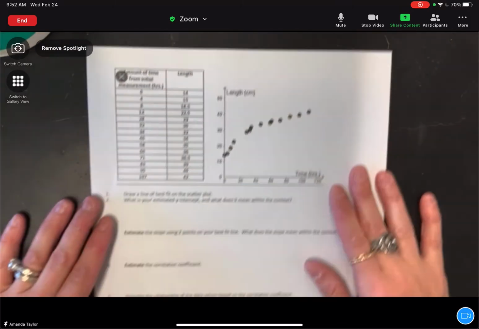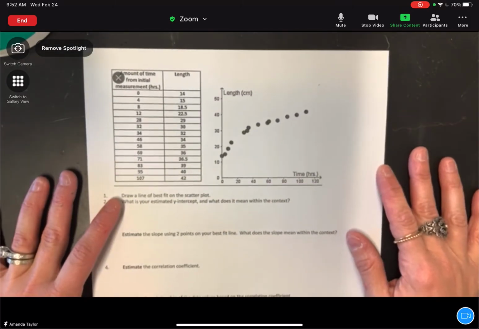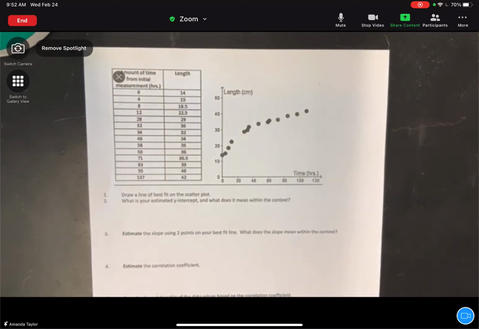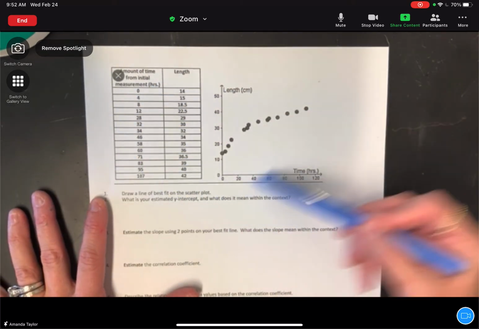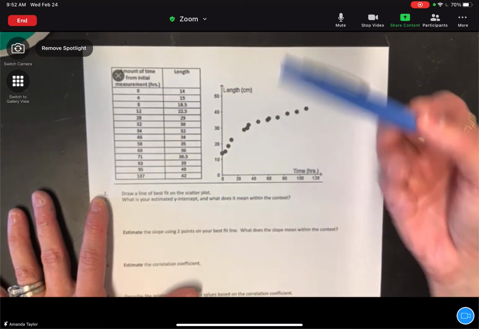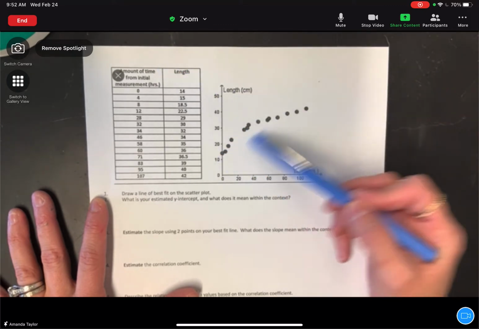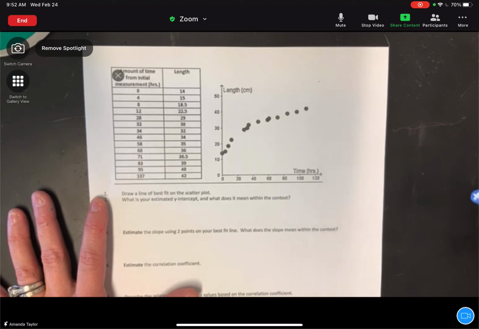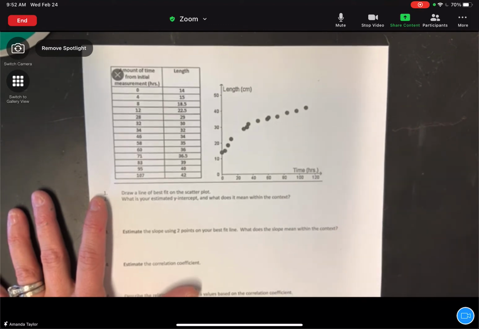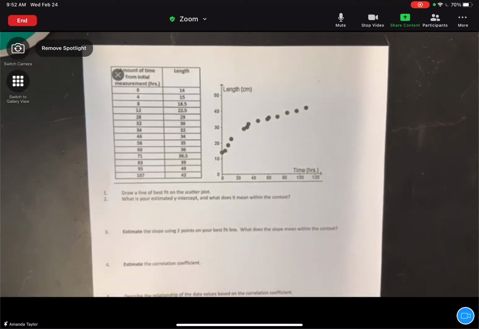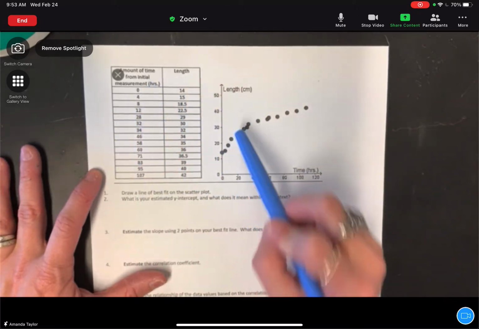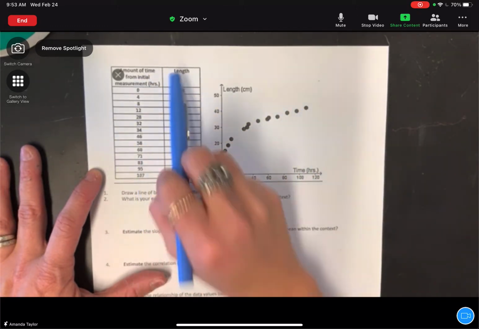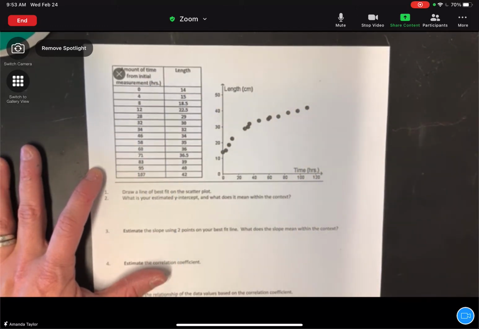Okay. I can't zoom in, but that's okay. You guys have the paper in front of you. All right. So we have a set of data up here. We have the points plotted on the scatter plot, because they're not in a straight line, but we are going to make a best fit line through those. And then also all 14 of these points have been put into a table for us, okay?